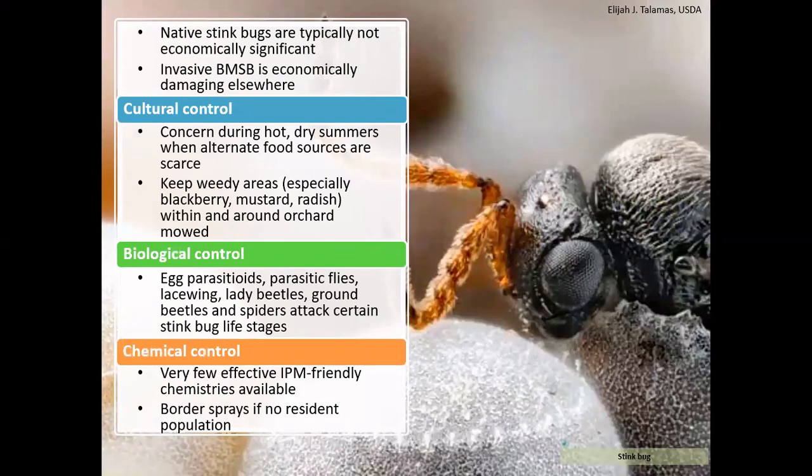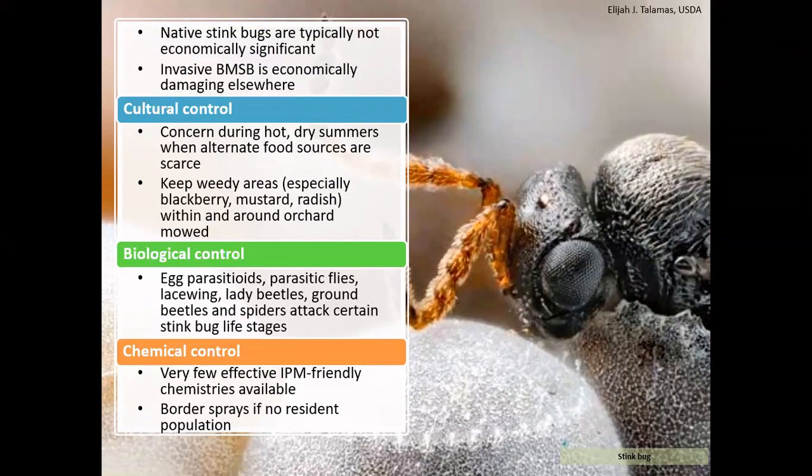Typically, our native stink bugs are not of economic concern in apple orchards. The only times that we would really see significant damage caused by our native stink bugs are during times of drought, especially when they're looking for alternate food sources or water sources. It's the invasive brown marmorated stink bug, though, that is of particular economic concern, and that's the one that most are wary of monitoring for.